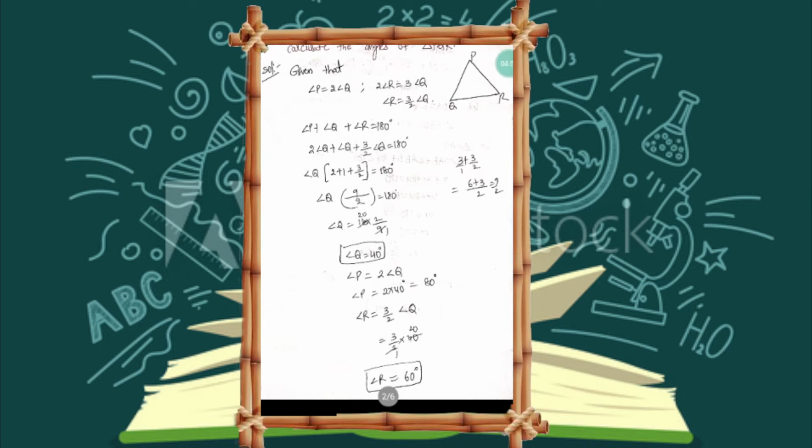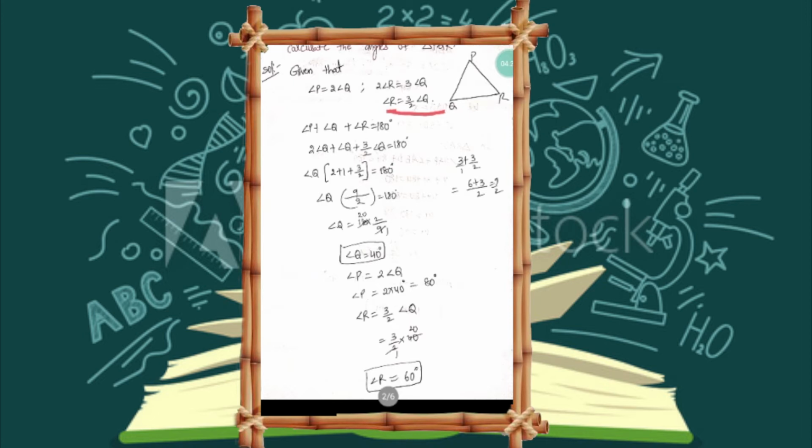Given that angle P equal to 2 into angle Q and 2 into angle R equal to 3 into angle Q. By using the second condition, see here children, now I can write angle R equal to 3 by 2 into angle Q. Now we know angle R value and angle P value directly in terms of angle Q. Angle R in the form of angle Q only, angle P also in the form of angle Q.